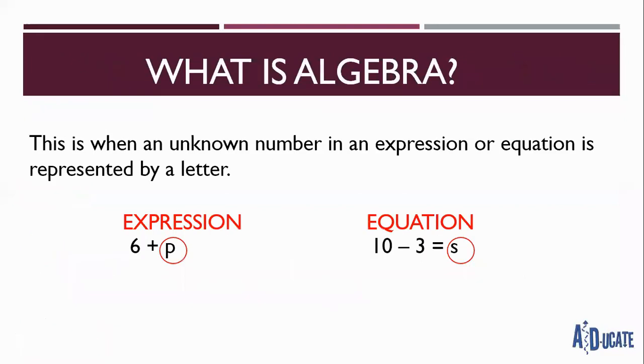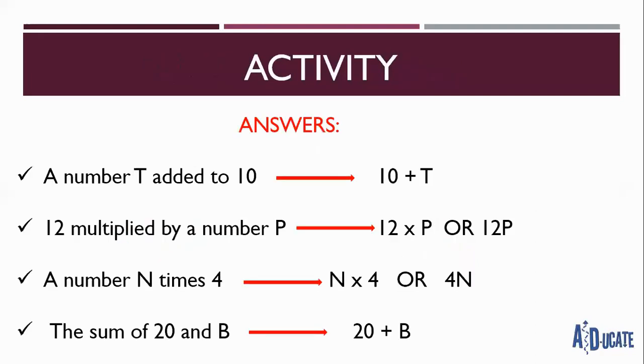Algebra is when an unknown number in an expression or an equation is represented by a letter. Like 6 plus p, that's an expression. An equation now is 10 take away 3 equals s. And here are the activities that we had in Part 1, and we will be answering them for you to see if you got them correct.